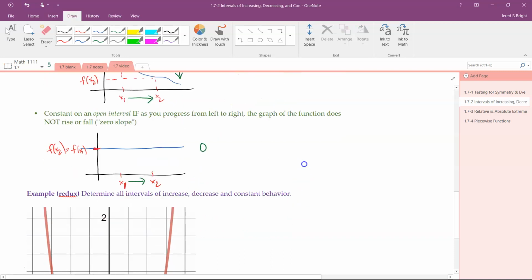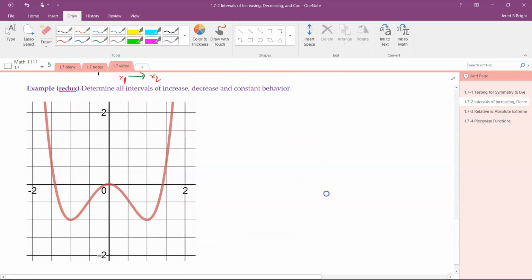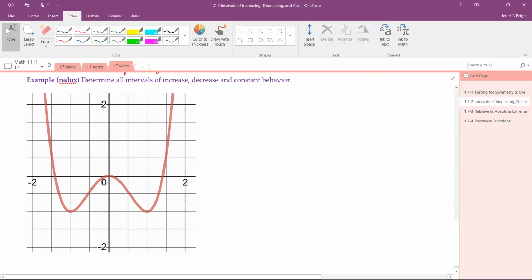Just to wrap this up, we want to determine the intervals of increase, decrease, and constant behavior. Before I go through this, I want you to try it on your own. So see if you can identify, let's do increase first. I'm just going to say here's the increasing intervals, here are the decreasing intervals, and here are going to be the constant intervals. Again, take a shot at these and resume the video when you're ready.